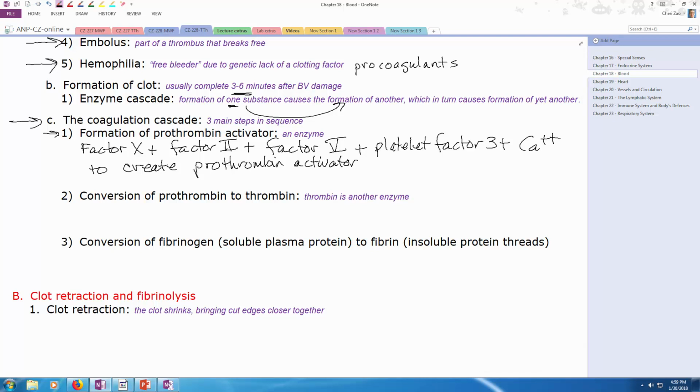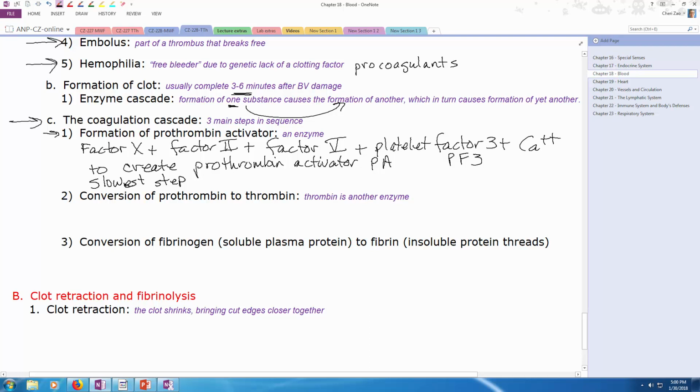Which we are going to abbreviate PA. This is the slowest step. And even though it's the slowest step, in 3 to 6 minutes we have our clot formed. But this factor 10, factor 2, factor 5, you know how I remember all these factors? 2 times 5 equals 10. Plus calcium, and then you add platelet factor 3, which is often abbreviated as PF3.